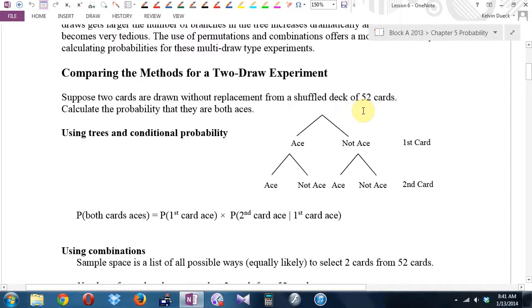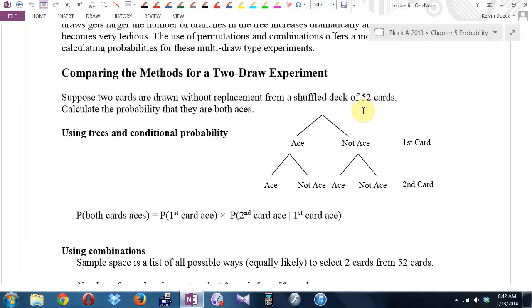So I'm going to start out with one that I would do a tree for, a 2-draw experiment, but we'll see if we can generate a combinatorics approach for picking 2 cards, and then see if we can generalize that for picking 5 cards or 10 cards or however many cards you want to pick. Got the approach? Let's start.